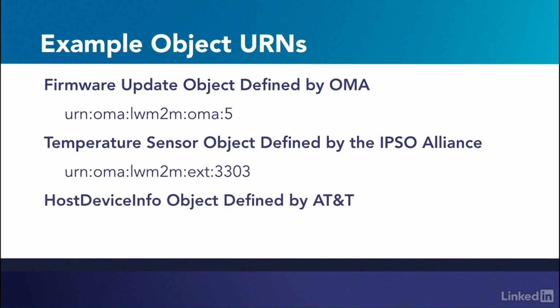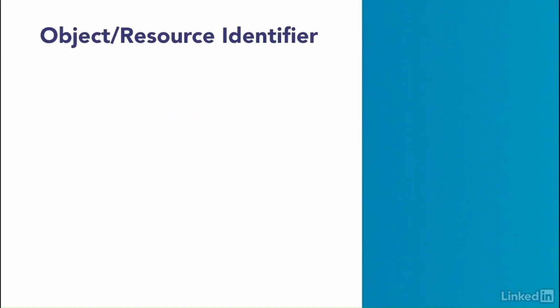The third example is the host device information object defined by AT&T, describing any device with a cellular module that can be queried by the lightweight M2M server. The object URN has the label X, followed by the object ID 10241. Now, we can uniquely identify an object. Identifying an object instance or a resource becomes easy, as we just need to keep the ID of an object instance and object-specific resource unique within a specific object.